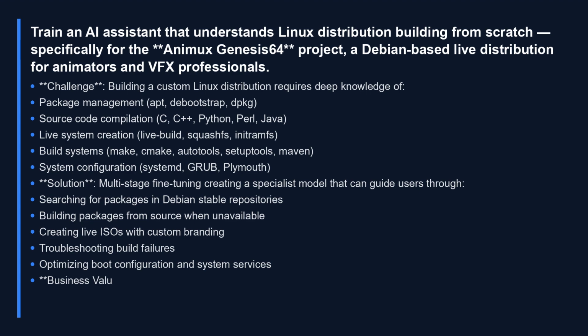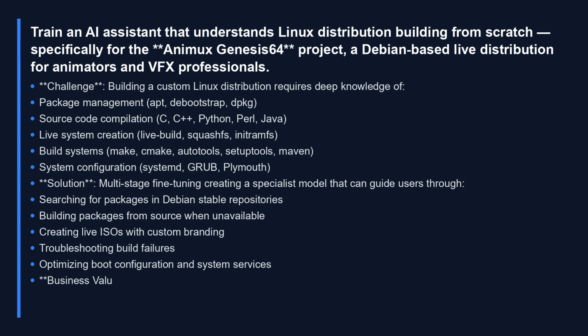This project tackles that head-on by fine-tuning a specialist model for Animux Genesis 64, a Debian-based live distribution built for animators and VFX professionals. The model learns to guide users through 5 concrete workflows: searching Debian stable repositories, building packages from source when nothing pre-built exists, creating bootable live ISOs with custom branding, diagnosing build failures, and optimizing boot configuration.